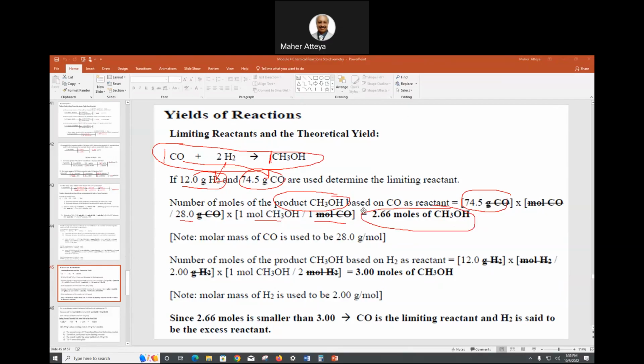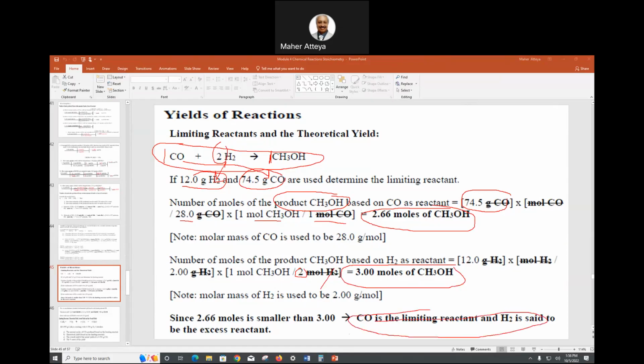So now I do the same thing for hydrogen. I have 12 grams of hydrogen, with a molar mass of 2. Then I have 1 mole of product to 2 moles of hydrogen, correct? So the moles of hydrogen cancel, and then I have 3. So which one is limiting? Which one is the least, 2.66 or 3? 2.66. So therefore carbon monoxide is our limiting reactant.